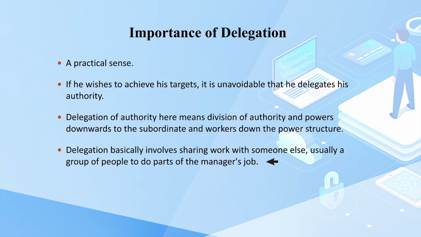Then delegation basically involves sharing of work with someone else, usually a group of people, to do parts of the managerial job. For example, in a library we have to do classification, cataloging, e-resource managing, serial control. So this person will be doing the circulation work, this person the acquisition work, this person the cataloging and processing work, this person will be involved in reference services, and this person in the computerized resource center.